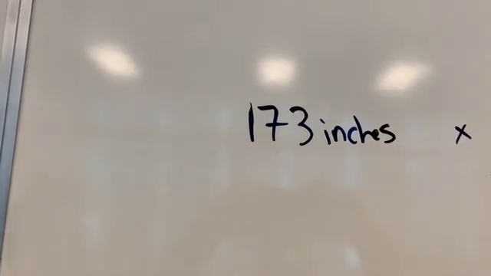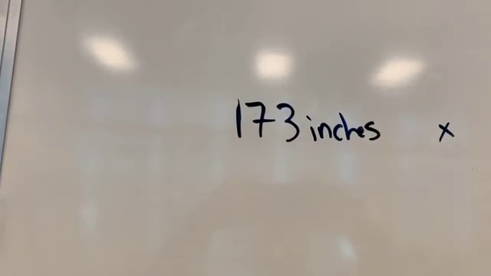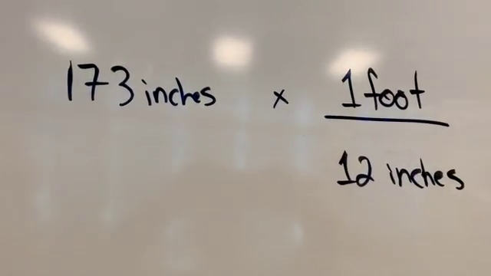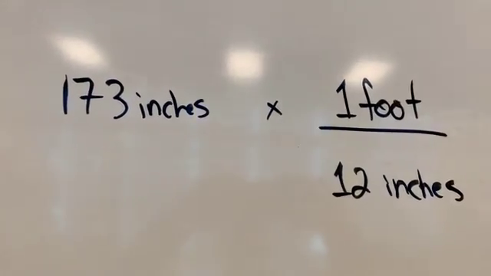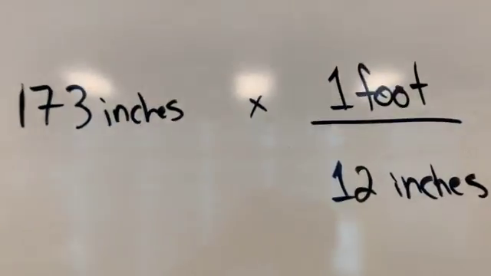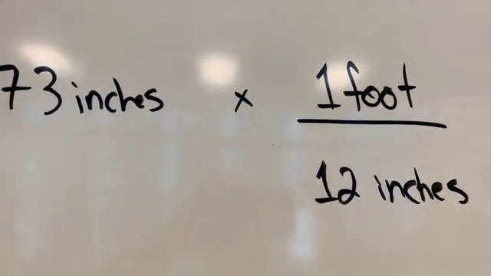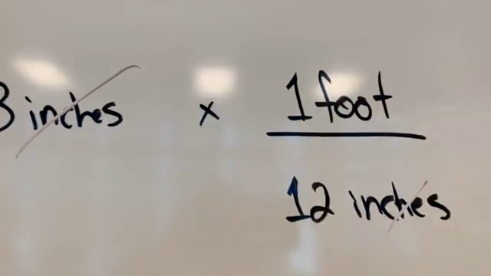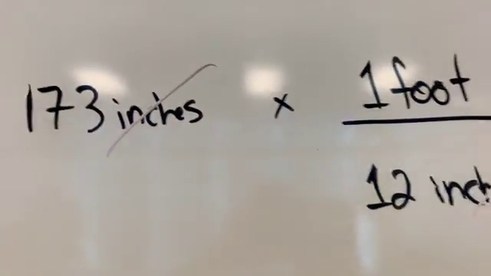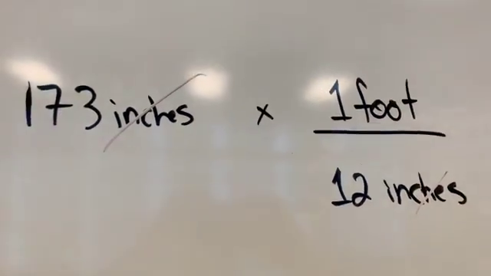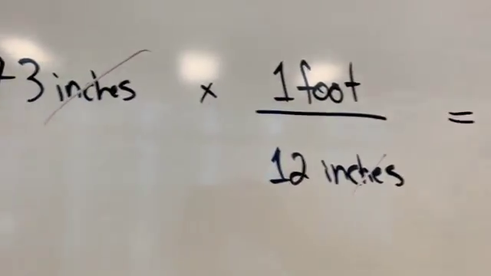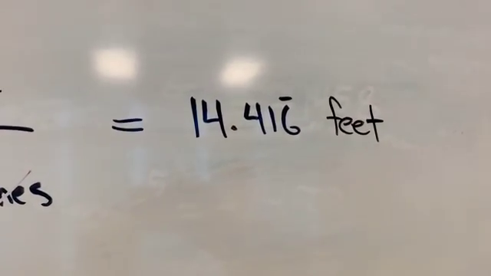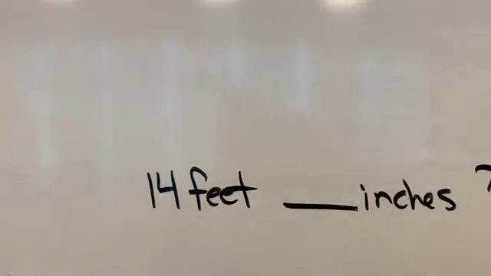So I'm going to look at my formula sheet and say, well, how many feet are in an inch, or how many inches are in a foot? And I'm going to set it up this way. And you probably know this one off by heart, that there are 12 inches in 1 foot. And the reason why I put 1 foot over 12 inches is because I'm hoping to cancel out inches and end up with feet as my unit. So 173 times 1 divided by 12, or in other words, just 173 divided by 12, gives me 14.416666666 feet. So we know it's 14 feet something inches.